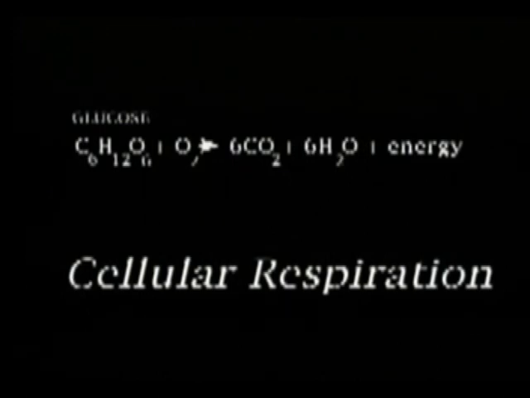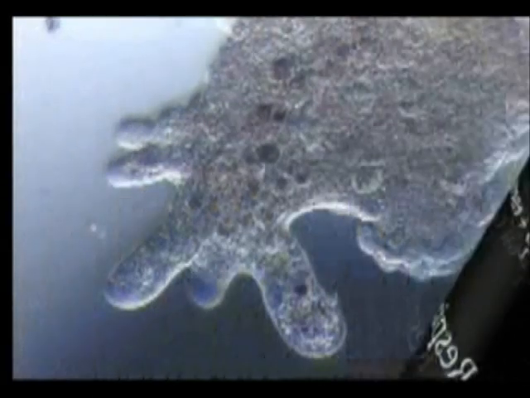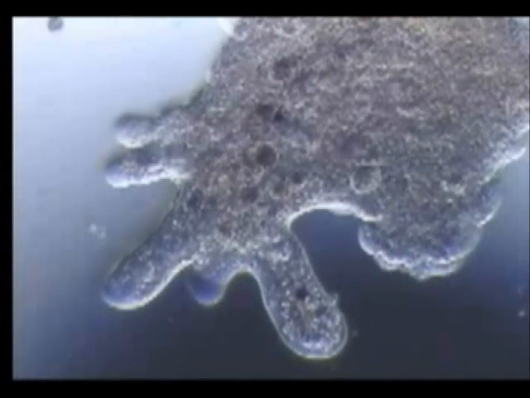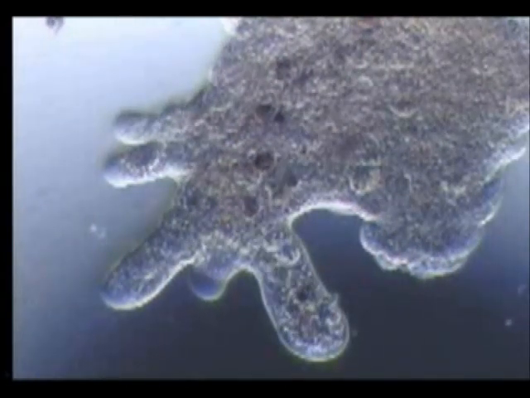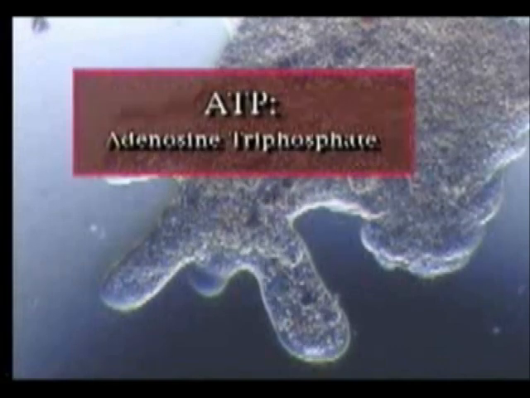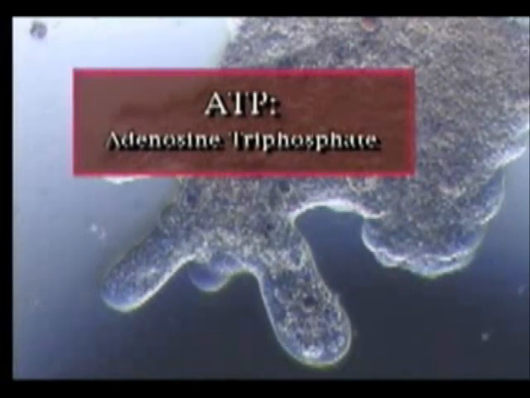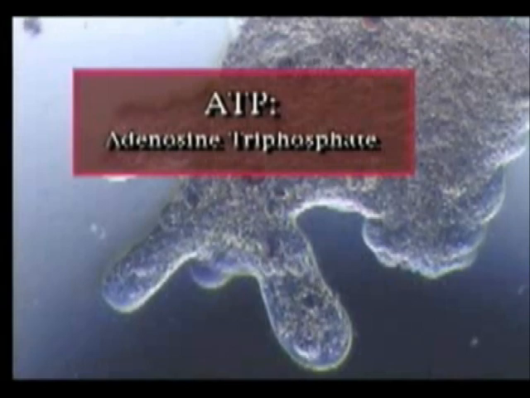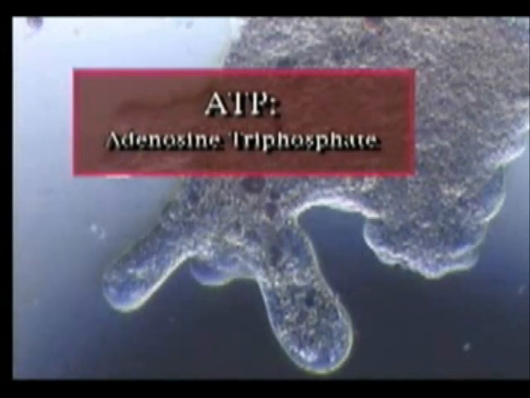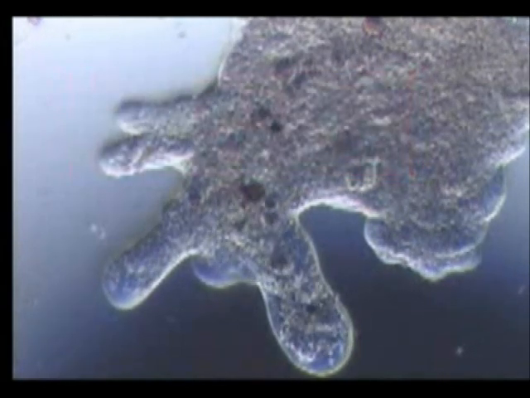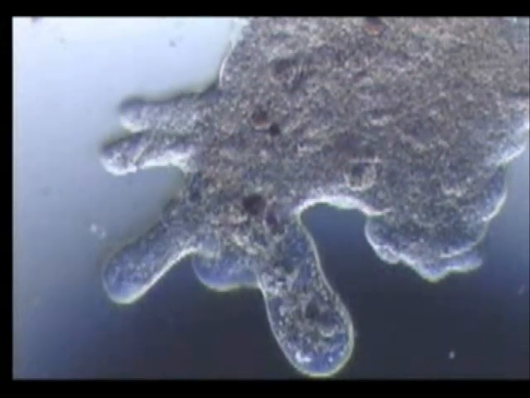The equation shows that when glucose reacts with oxygen, the sugar is broken down into carbon dioxide and water, and energy is released. Inside of living cells, the energy released from glucose ends up being transferred to another chemical compound called adenosine triphosphate, or ATP. And it is ATP that is actually used whenever a cell needs immediate energy to power a life process.